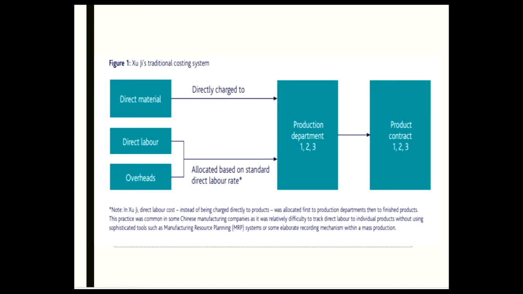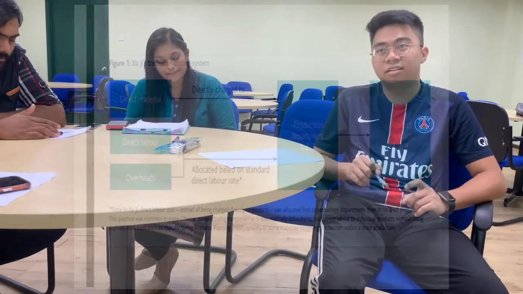Okay, in 2001, this company introduced a traditional costing system in its accounting system. How this traditional costing system works is, first, direct material is directly allocated to the production department, and direct labor and overhead are allocated based on the standard direct labor rate to production. After allocation to production, they begin their process of making the product, and then transfer to the product contract.